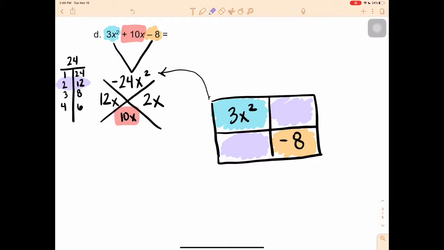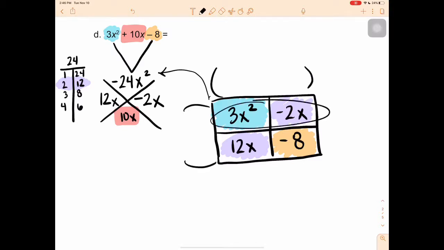Which one needs to be negative to make the 10 a positive? It's going to have to be the 2. 12 minus 2 is positive 10. Okay, so we're going to have a 12x and a negative 2x. This one looks pretty nice.